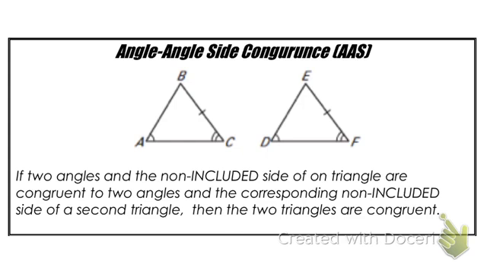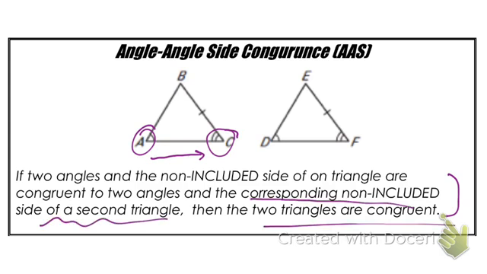The last triangle congruence postulate that we need to know to show that two triangles are congruent is called angle angle side. So if you look at what it says in the diagram, it's also in the description: if two angles and the non-included side. So we would go angle, and then we're skipping a whole side that's not marked congruent, and then immediately after that would be an angle. So two angles and the non-included side of a triangle are congruent to two angles and the corresponding non-included side of the second triangle. Then the two triangles are congruent.